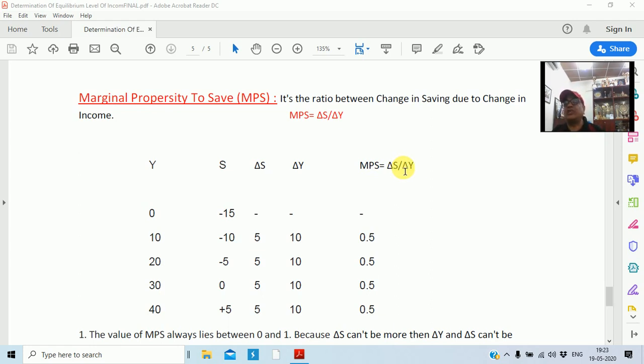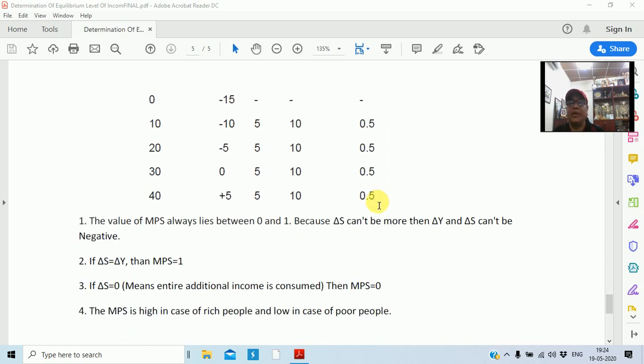So what is the maximum value of MPS? 1. Under what circumstances? When delta S is equal to delta Y. It is a situation in which, suppose the increase in income is 10 crore and the increase in saving is also 10 crore. It means out of that 10 crore nothing has been consumed. The entire increase in income is converted into savings. Then only delta S is equal to delta Y. And what will be the maximum value of MPS? 1. Right? And it cannot be more than 1 because delta S can't be more than delta Y.